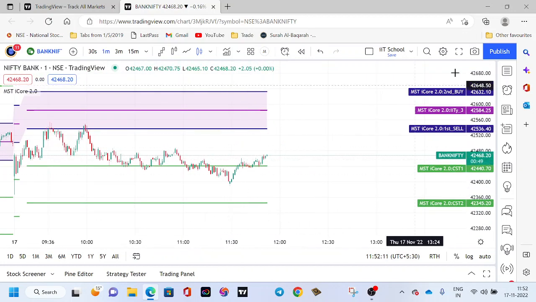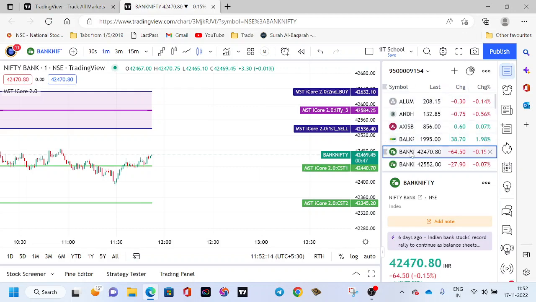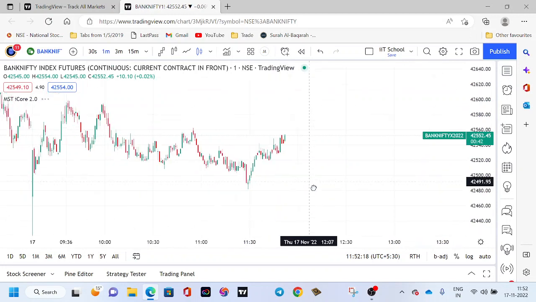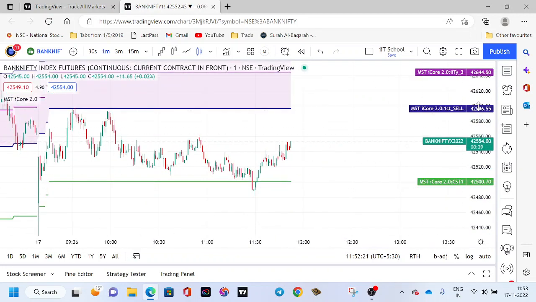So now this is in case of Nifty Bank. What about the Bank Nifty futures? Suppose people are not trading in the options, what about them? Same thing. You don't have to worry about it.